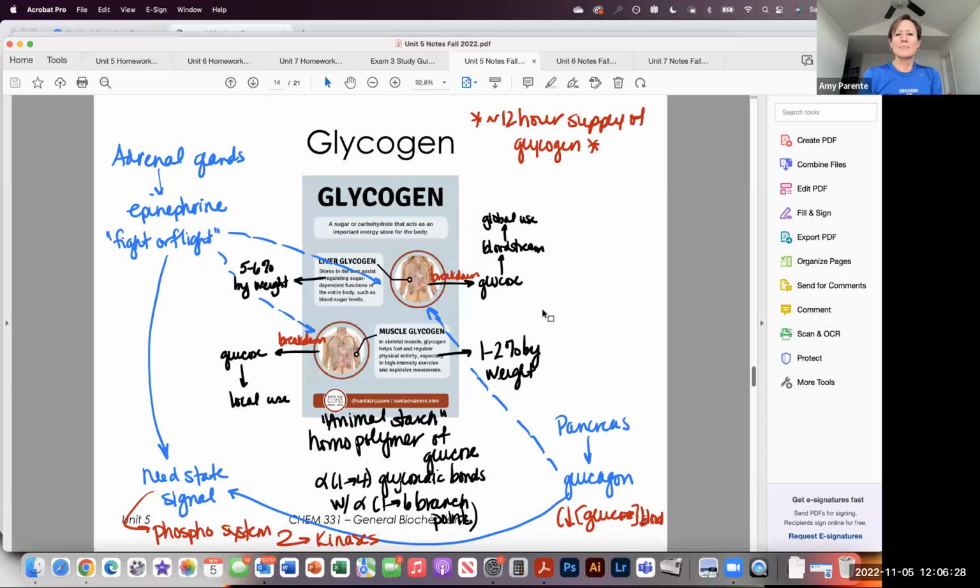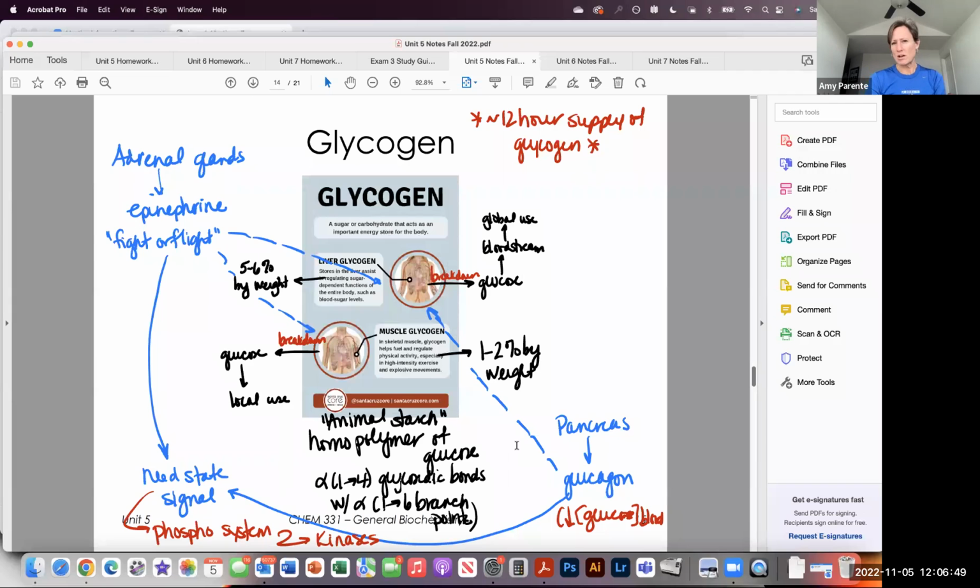Now, from the liver side, the liver will also respond to epinephrine, and it'll say, hey, sounds like you're in trouble. You're going to need to fight or flee. We're going to break down our reserves and put them out in the bloodstream so that any cell that needs them can use them. So the liver is going to respond to epinephrine as well.